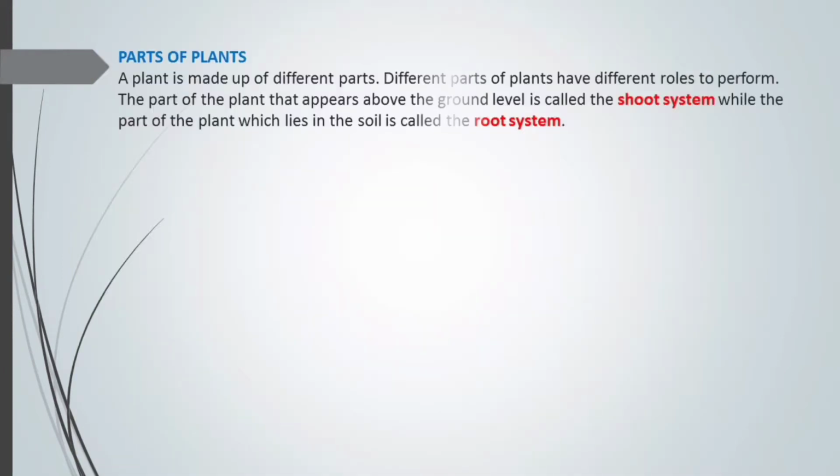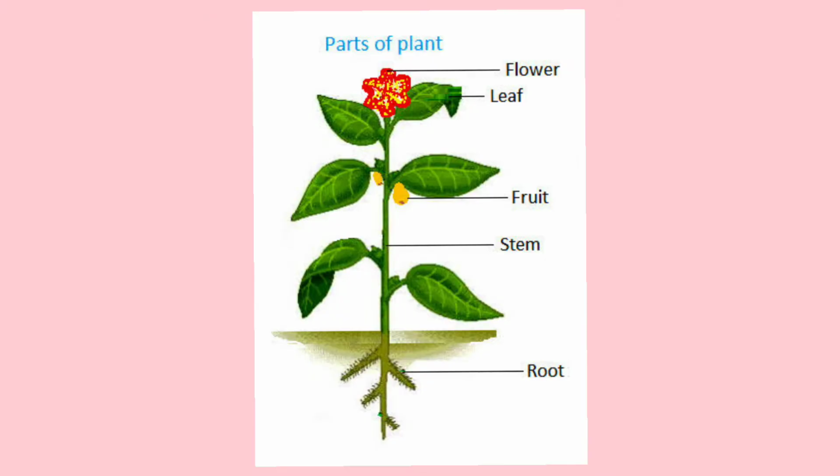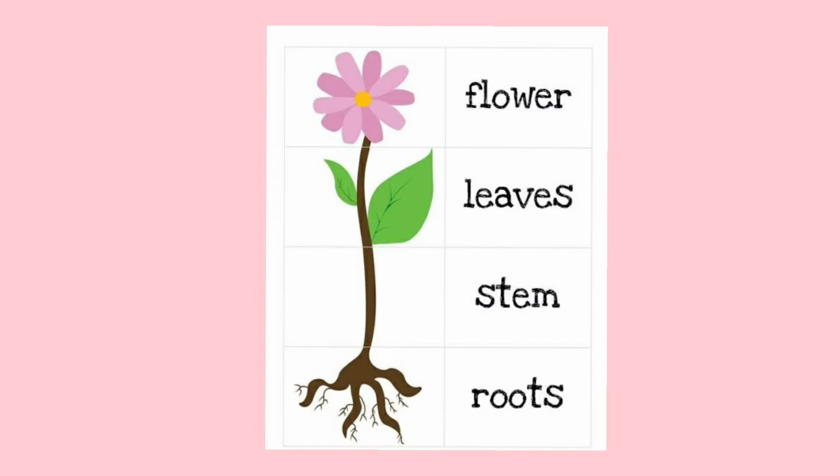Now we will talk about different parts of plants. A plant has two divisions. The part that we see above the ground is called the shoot system, and the part that we cannot see, which is below the ground or below the soil, is called the root system. The shoot system consists of fruit, flower, leaf, bud, and stem, and the root system has primary roots and secondary roots. The primary root is the basic root of the plant from which the plant grows from the soil, and secondary roots are those which grow from primary roots.